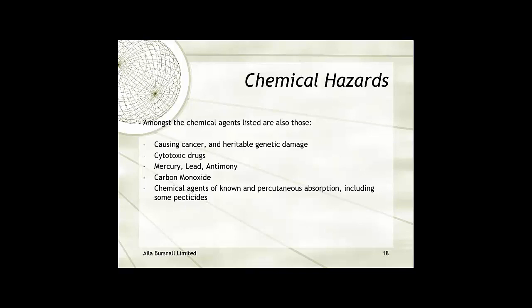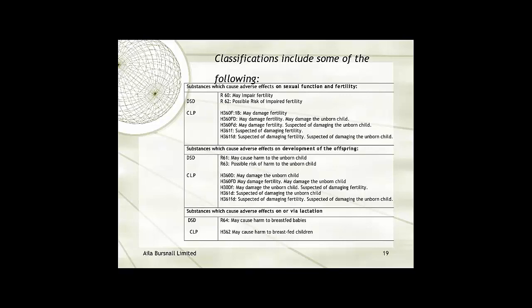Amongst the chemical agents listed are also those causing cancer, heritable damage, toxic to cells. You've also got other hazards from metals. Again, they will have their own regulations and controls required, and exposure limits, carbon monoxide, and chemical agents that include pesticides. So here I have a table which just lists them, which I'm sure you're all very familiar with, the new CLP classifications. But I do still talk in old money.